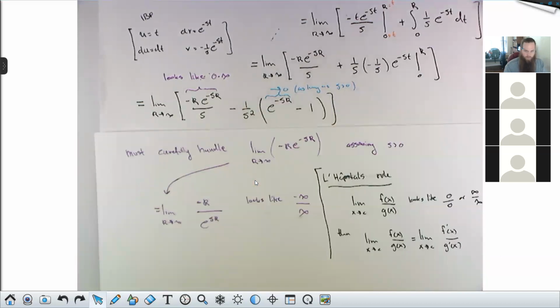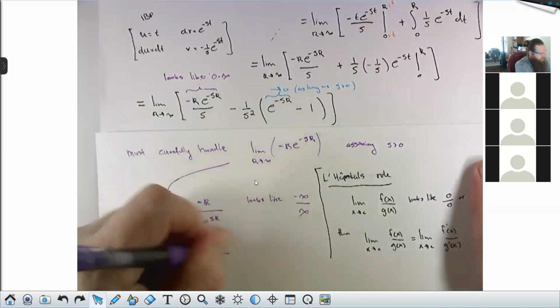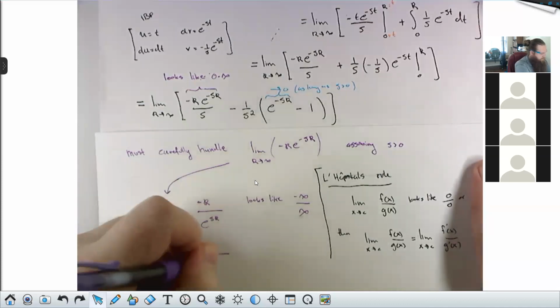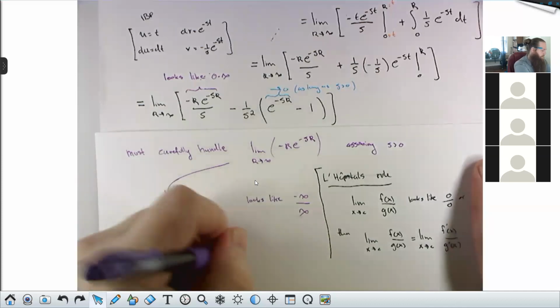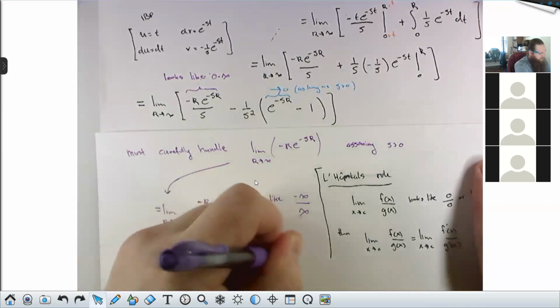As long as we have an indeterminate ratio, that will be the same as the original limit. So here, if I apply L'Hopital's rule, and I just like to put a little L over my equal sign to indicate I'm using L'Hopital's rule, then I get the limit as r goes to infinity of the derivative of negative r, which is 1, over the derivative of e to the sr, which is s e to the sr. And now this is negative 1 over infinity, which is 0.